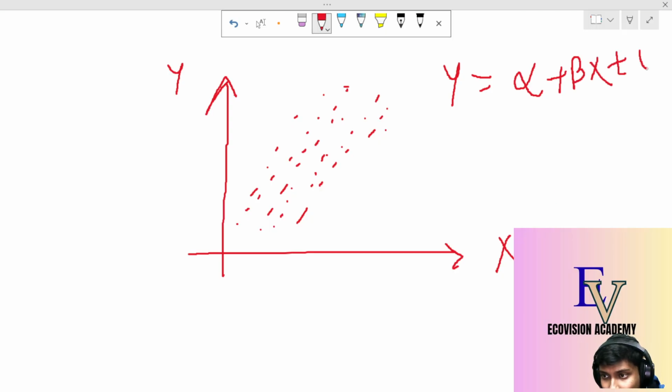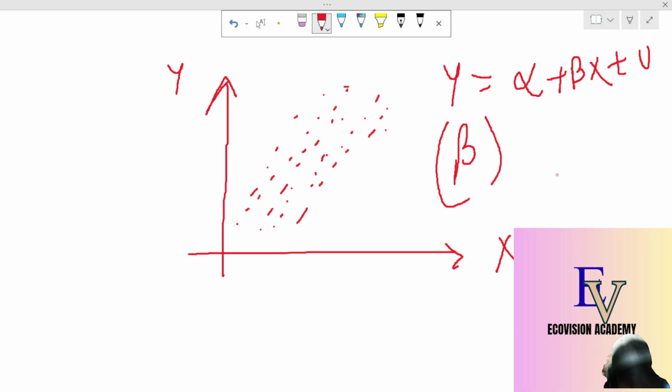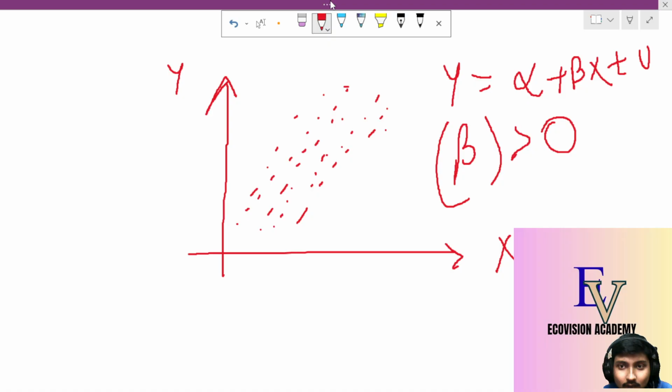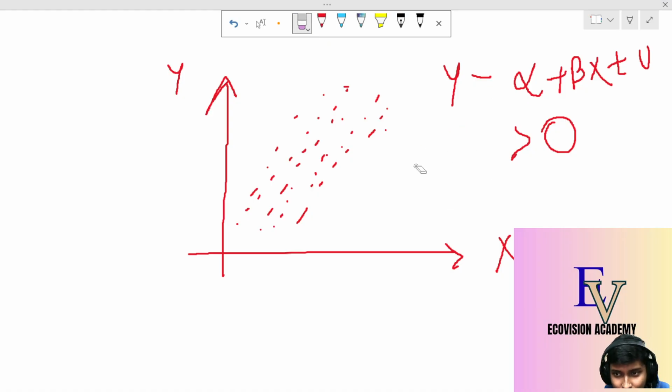Means if I go for a regression, y equals alpha plus beta x plus u. What should be the value of beta? It should be greater than 0. Fine. So you got that there is a positive correlation, and moreover the value of beta is greater than 0. Now suppose this is your regression equation.